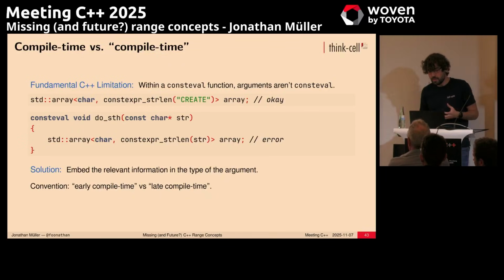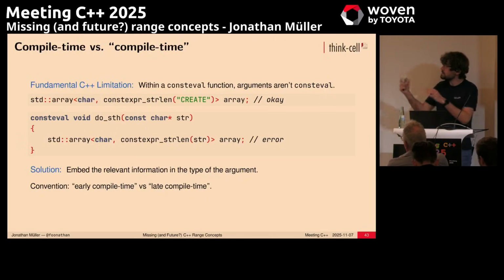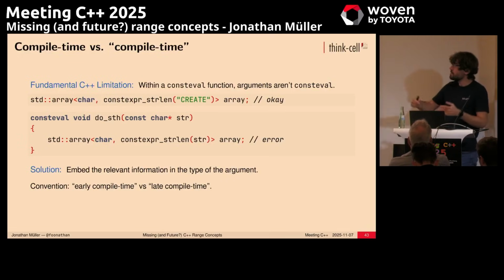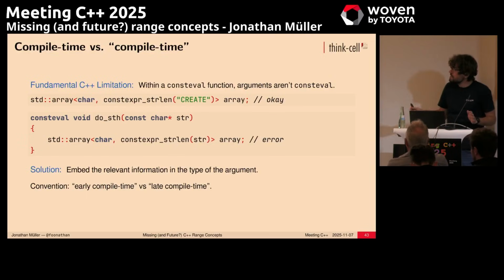And so to work around this, we need to embed the relevant information into the type of the argument, because the type of the argument is known at compile time. And so instead of passing a string, we need to pass some type that encodes that string value, and then we can get the size at compile time, and it is truly at compile time. It's a bit silly because we are at compile time, so it should just work.